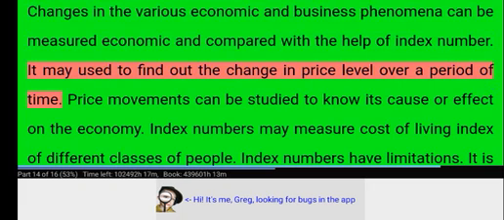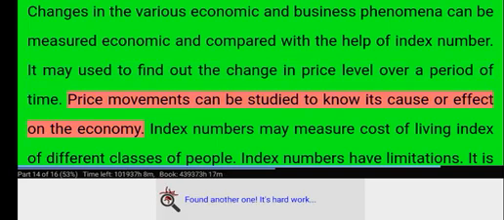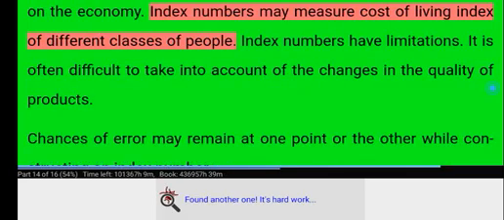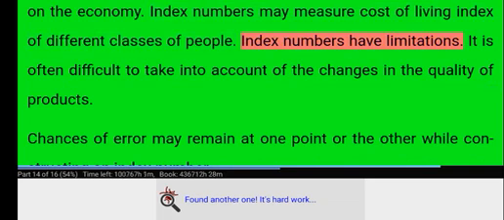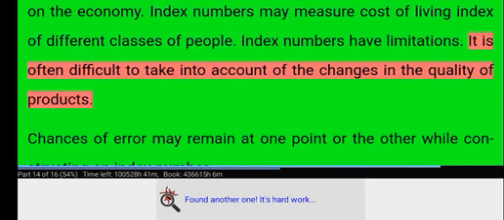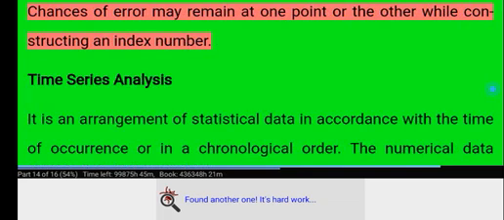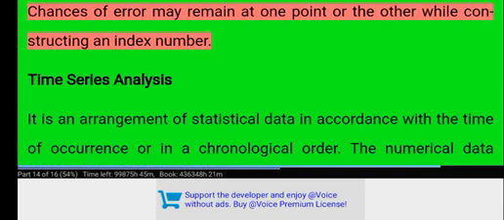It may be used to find out the change in price level over a period of time. Price movements can be studied to know their cause or effect on the economy. Index numbers may measure the cost of living index of different classes of people. Index numbers have limitations. It is often difficult to take into account the changes in the quality of products. Chances of error may remain at one point or the other while constructing an index number.